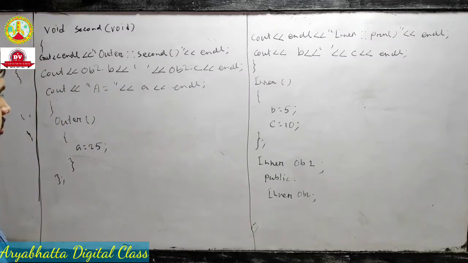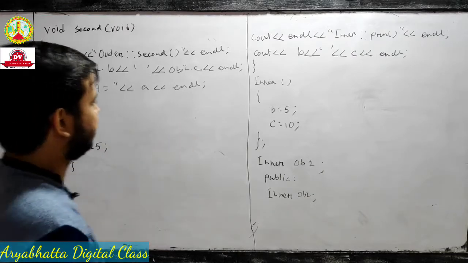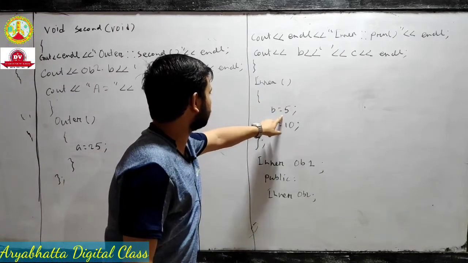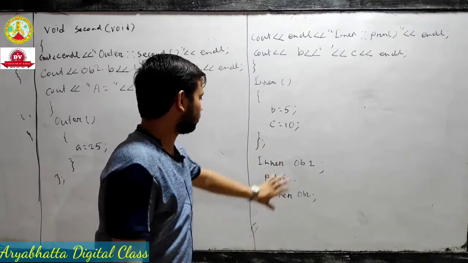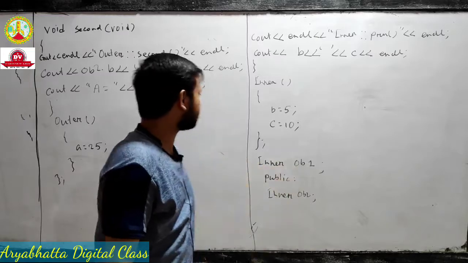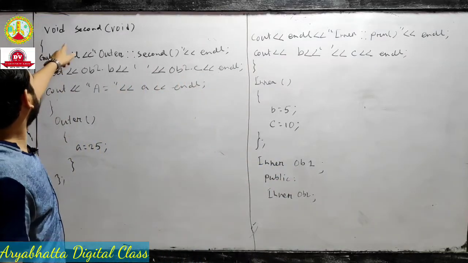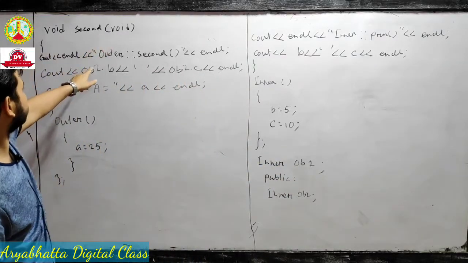Also, the last part is here, the main function. I will write it down. First of all, I will teach you this inner class with two parameters passed. B is equal to 5, C is equal to 10, and we declare two objects, inner object 1 and object 2.